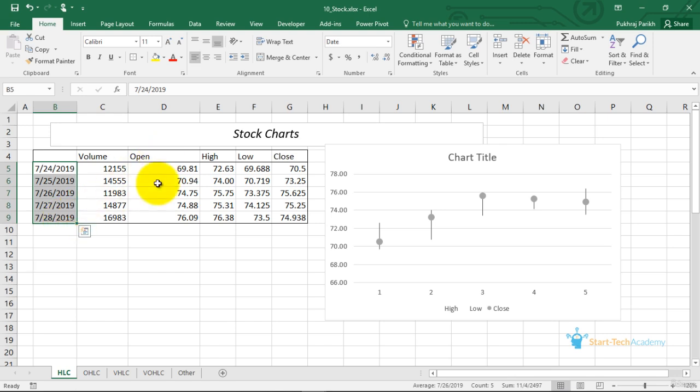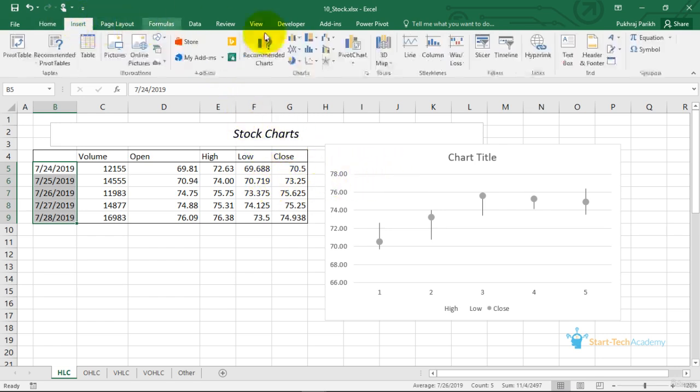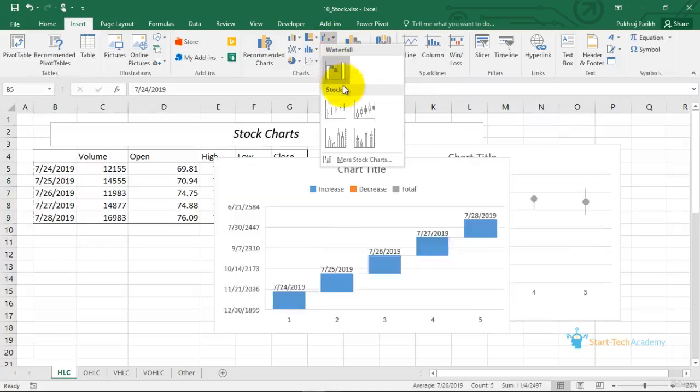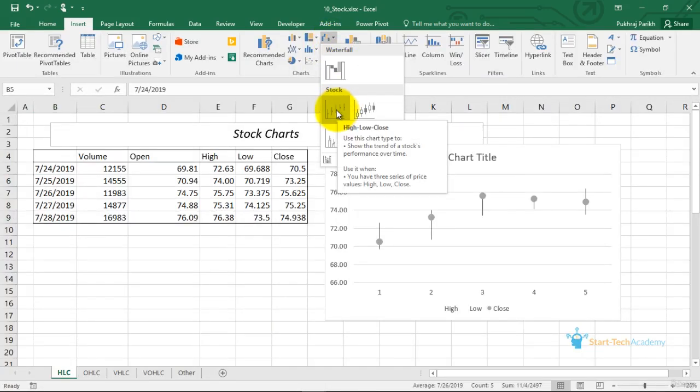So you can depict these values using the 4 types of stock charts that we have. If you go to the insert menu and you look into the stock chart options, there are 4 charts. The first one is the high low close chart. This is what we have drawn here.